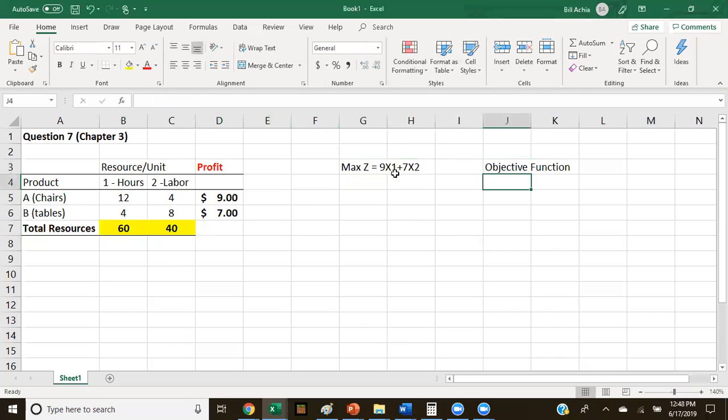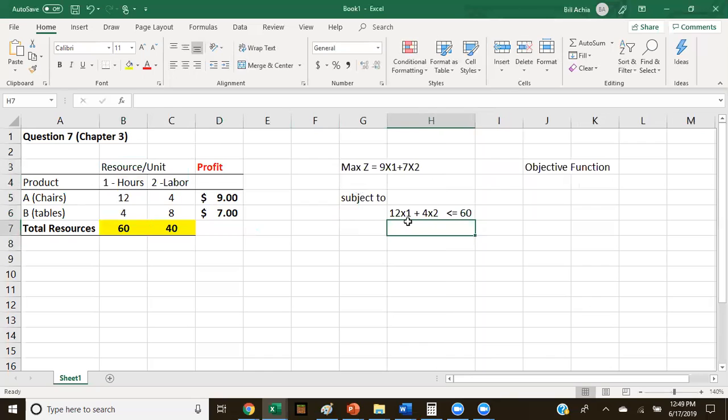And the next thing that we want to know is what are our constraints, because our ability to maximize profit is subject to our constraints. So what's our first constraint? Our first constraint has to do with resource one. We have a total of 60 hours available, and so we're going to write this as follows. For resource one, chairs would take up 12 x1 plus 4 x2, and this is going to be less than or equal to 60. And let me just explain what that means.